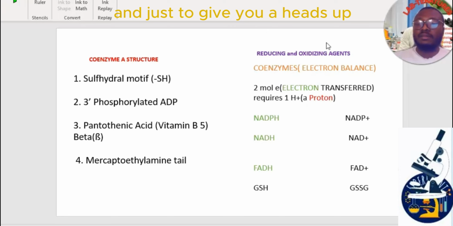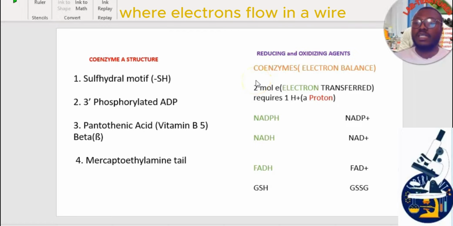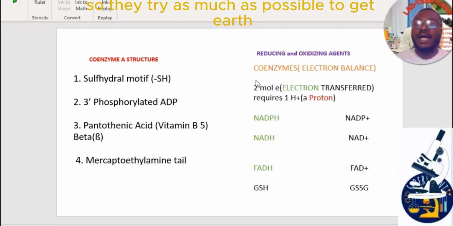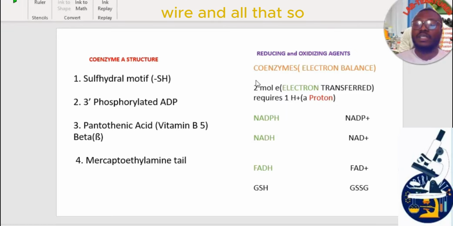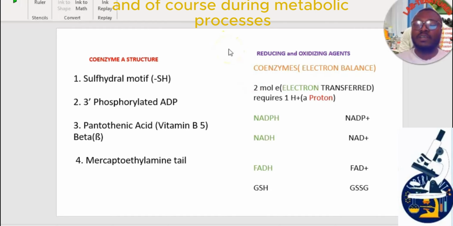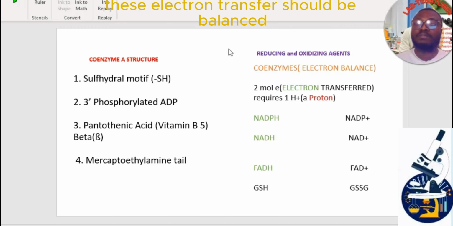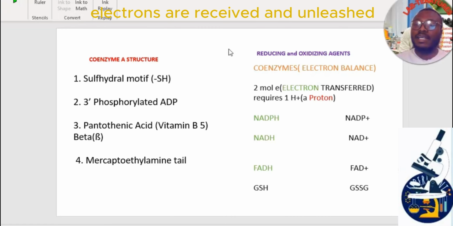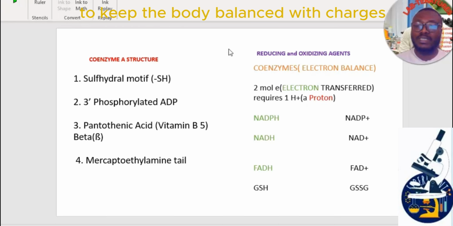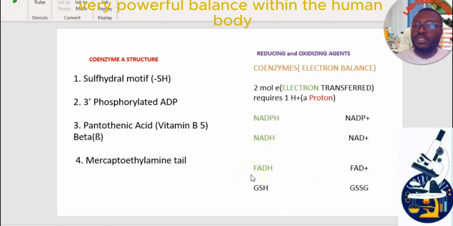Just to give you a heads up to make this easier, imagine an electrical system where electrons flow in a wire. They try as much as possible to get an earth wire, so that the overflow of charges is directed onto earth. In a human system, this is a biological system, and of course during metabolic processes there is electron transfer, and this electron transfer should be balanced. There should be a system where electrons are received and unleashed as much as necessary to keep the body balanced with charges. These coenzymes are responsible for this very powerful balance within the human body.